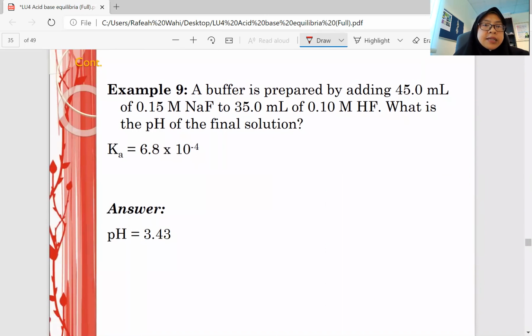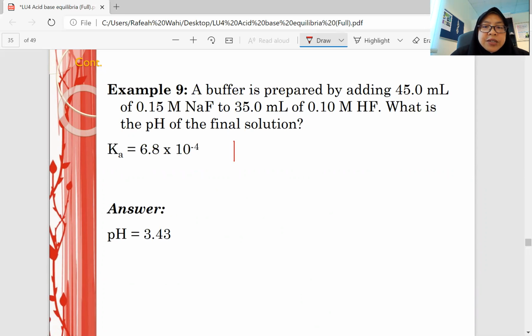Now let's look at another question. A buffer is prepared by adding 45 ml of 0.15 molar sodium fluoride to 35 ml of 0.1 molar HF. What is the pH of the final solution? So in this case, your buffer consists of NaF and also HF, and you are given Ka.